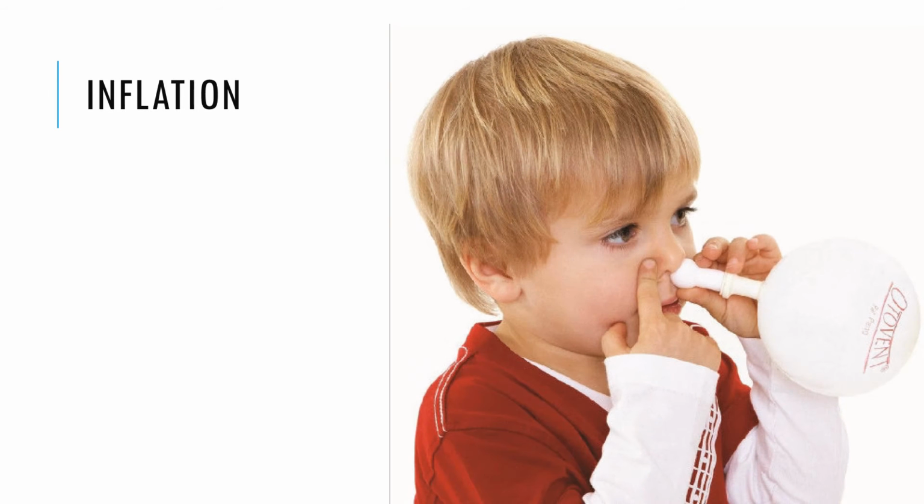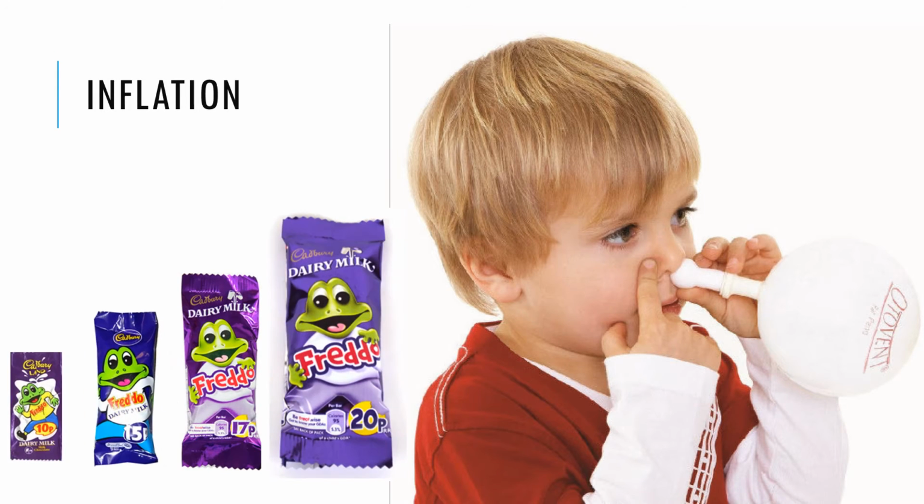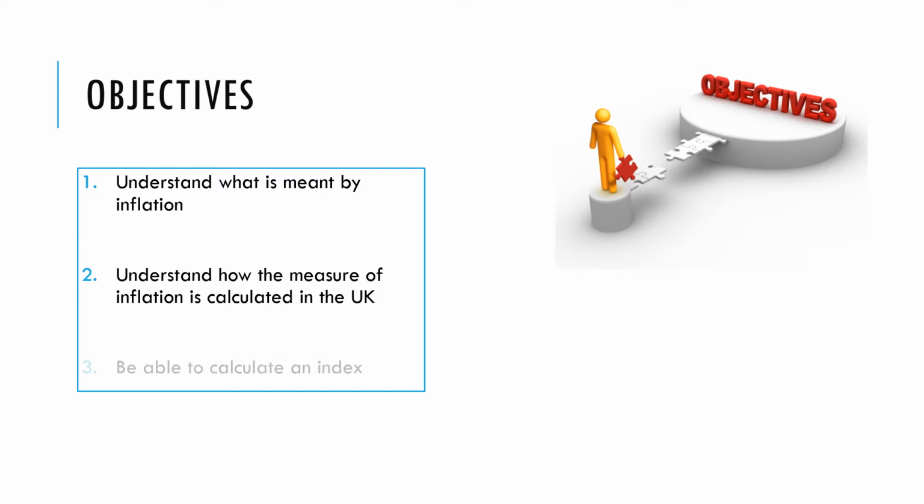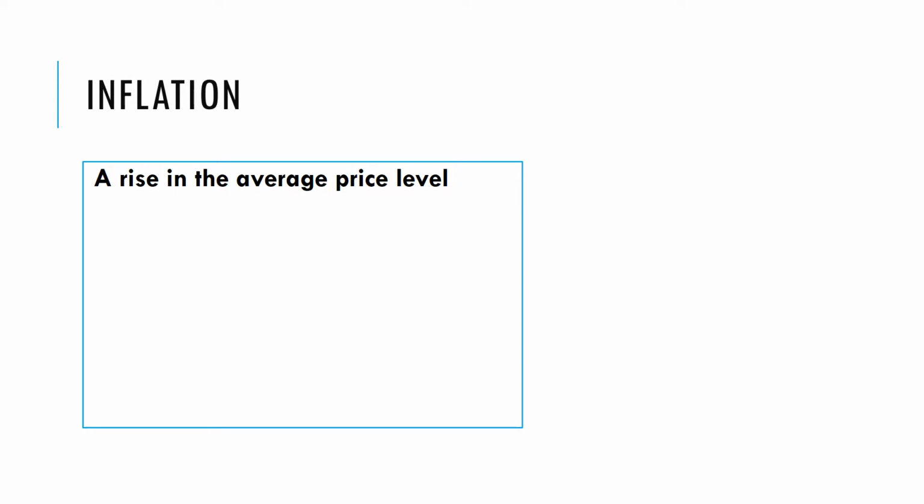Inflation, what do you think of when you see this word? Well, you might think of something to do with blowing up a balloon. You'd be half right. From an economics perspective, we are thinking about things going up, but it's not balloons, we're talking about prices. In this video, we're going to look at what is meant by inflation. We're going to look at how it's calculated in the UK, and to do that, we need to be able to calculate an index. Let's start off with a definition of inflation.